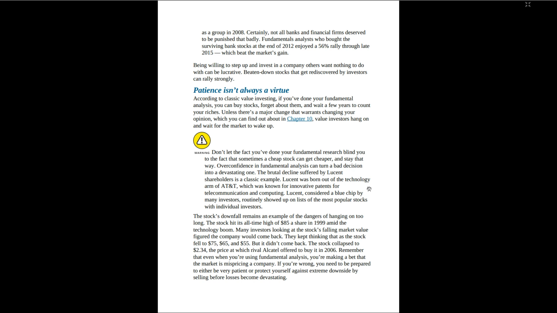Remember that when you are using fundamental analysis, you are making a bet that the market is mispricing a company. If you are wrong, you need to be prepared to either be very patient or protect yourself against extreme downside by selling before losses become devastating. This is the end of the third chapter.